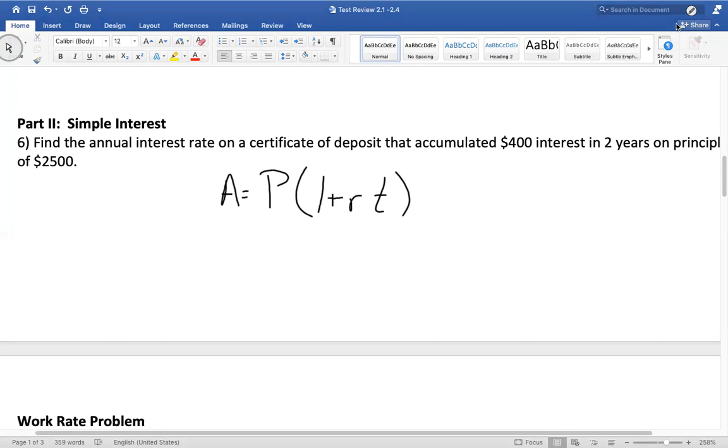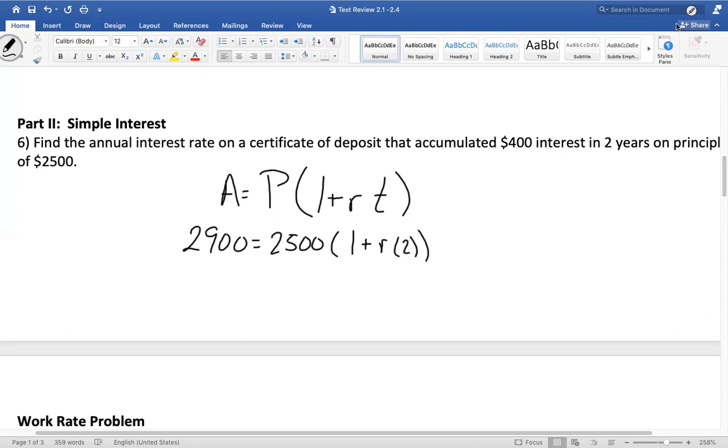Now, we go ahead and fill in what we know. So it says find the annual interest rate. So we're looking for R on a certificate of deposit that accumulated $400 in interest. Okay, so if I originally put in $2,500 and now I accumulated $400, so that's going to be $2,900. Okay, equals my principal is $2,500 times 1 plus my rate, which is what I'm looking for, times my time, that's 2 years.